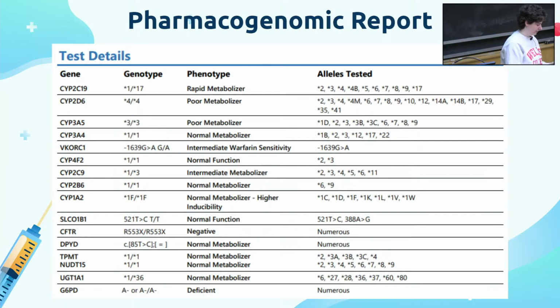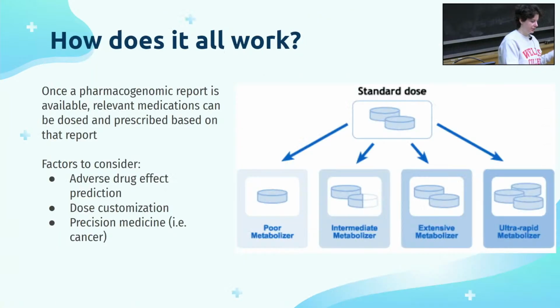Okay, so how does this all work? As you can see here, you have your standard dose. Let's say you have a medication, you give them 2 tablets, and each tablet is 5 milligrams. Your standard dose would be 10 milligrams. You would give a poor metabolizer probably just 5 milligrams. An intermediate metabolizer might get 7.5 milligrams, or they could also get the full 10. Extensive, that's your normal again. They could get the full 10 milligrams, and then your ultra rapid might end up getting 15 milligrams because they need a little more of a dose.